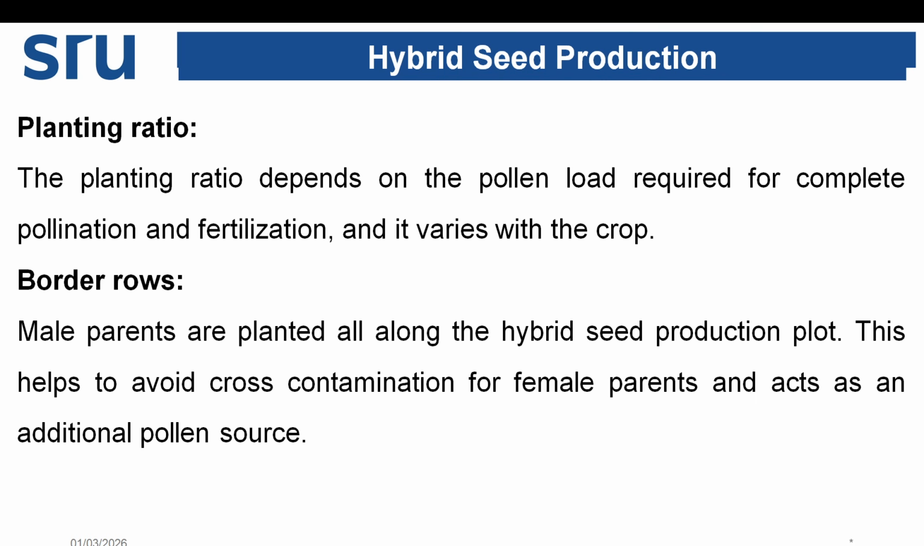The next concept, that is planting ratio. The planting ratio depends on the pollen load required to complete the pollination and fertilization. So this planting ratio will vary from crop to crop. Border rows. These male parents are planted all along the hybrid seed production plot. This helps to avoid cross contamination for female parents and acts as an additional pollen source.